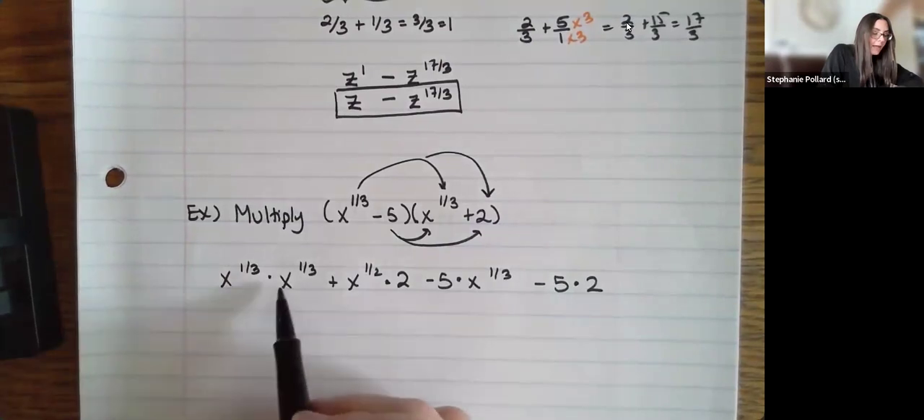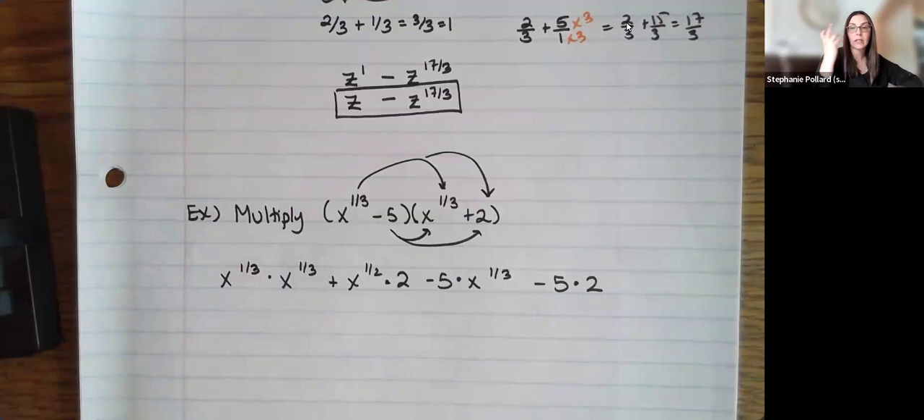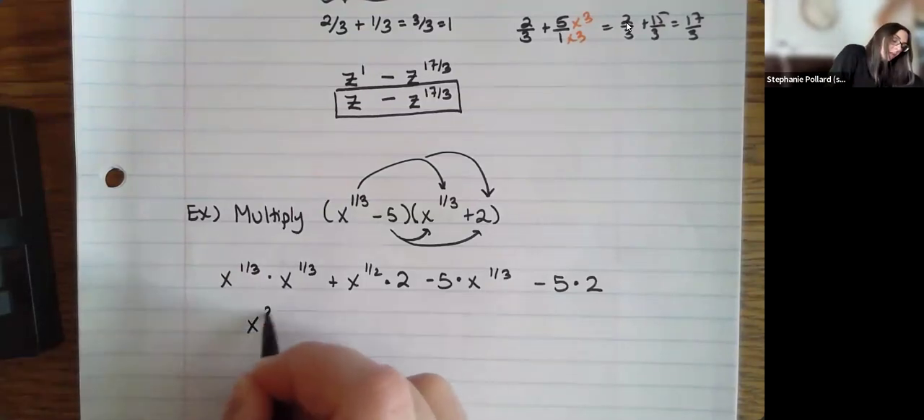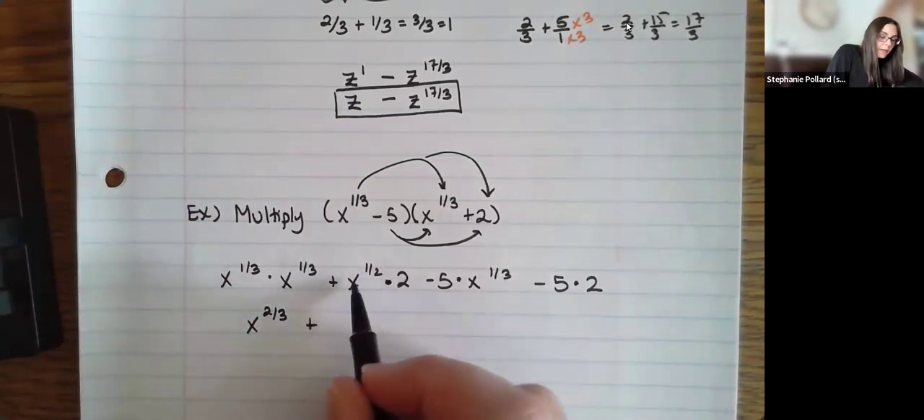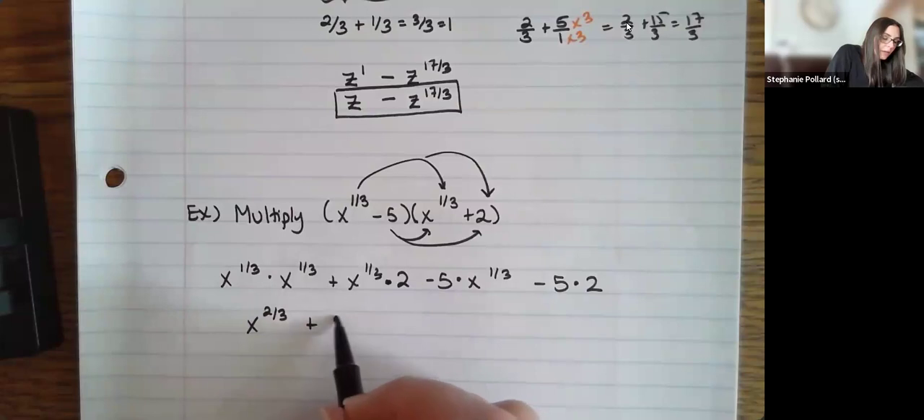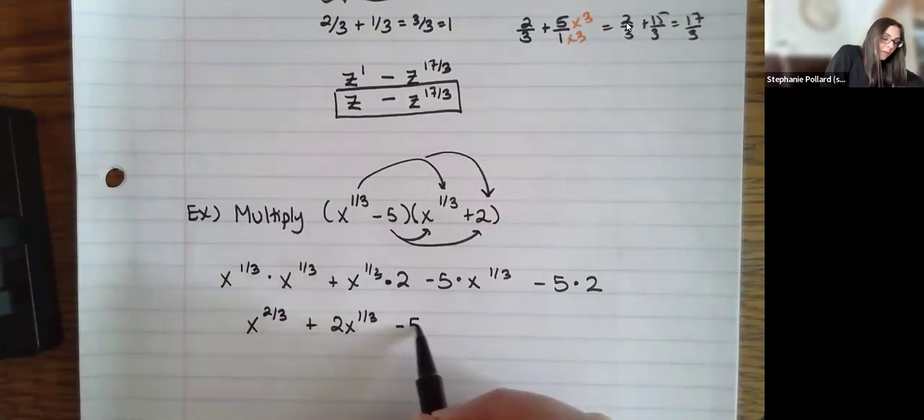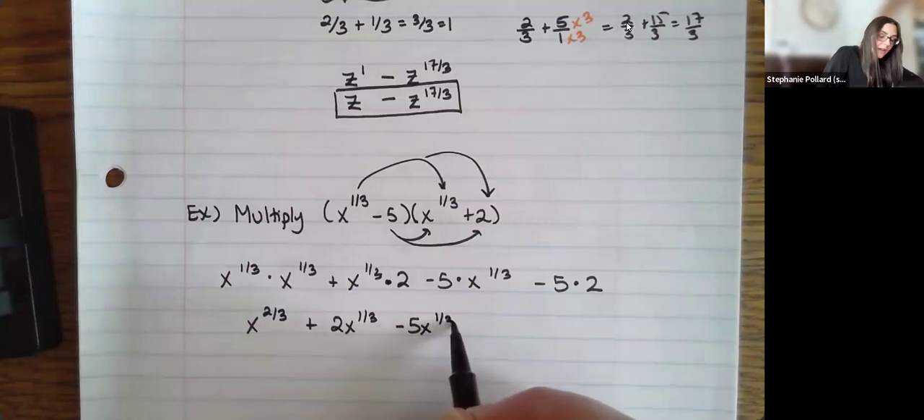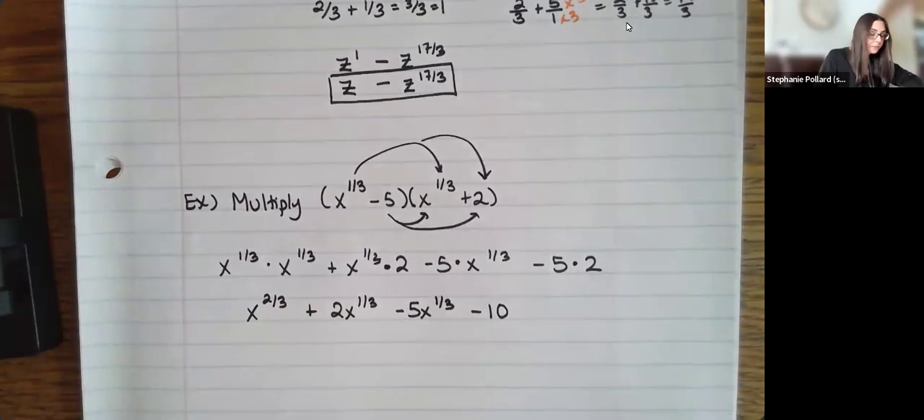Again, I'm multiplying here, so I'm actually going to add those exponents. Now, because they're already common denominators, I can do this pretty quickly. 1/3 and 1/3 is going to be 2/3. In the next group, I just have a 2 being multiplied here, so I'm just going to write the 2 out front, 2x to the 1/3. Here I just have a 5 being multiplied, so negative 5x to the 1/3. And there I have a 10. 5 times 2 is 10.